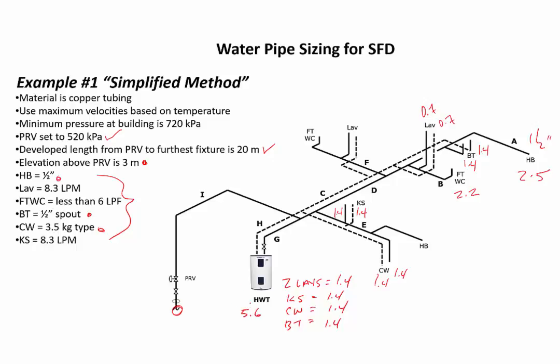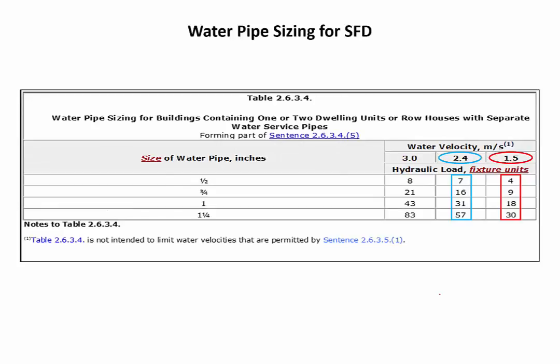So we're going to take that load over to our next drawing here in a minute, and we'll come up with some sizes. So there's all our individual loads. We're going to find some common loads on some of these different distribution pipes here in a minute. Looking at table 2634, going to be using the 2.4 meter per second column because that's for our cold piping for copper. And we're going to have to use this column for anything that we size as hot piping.